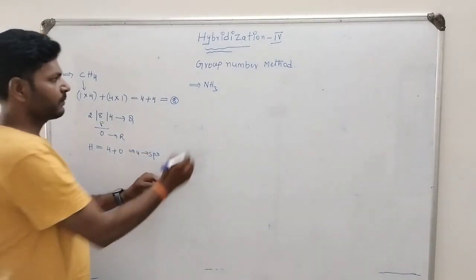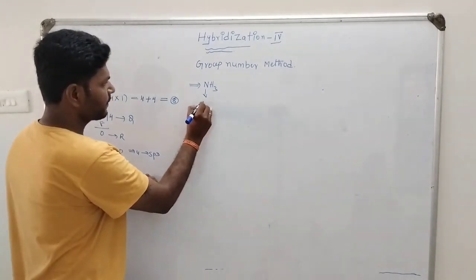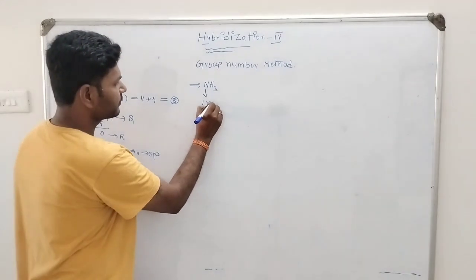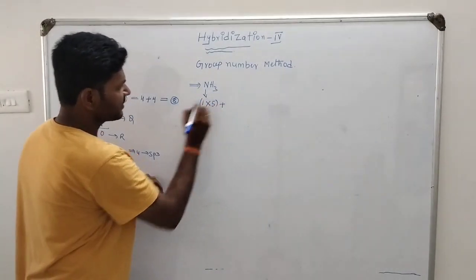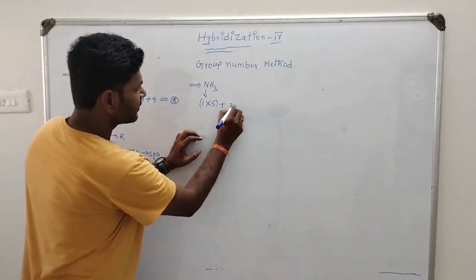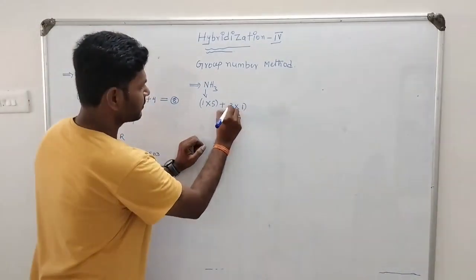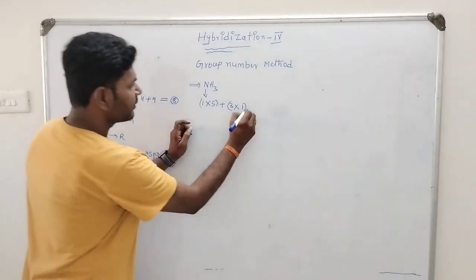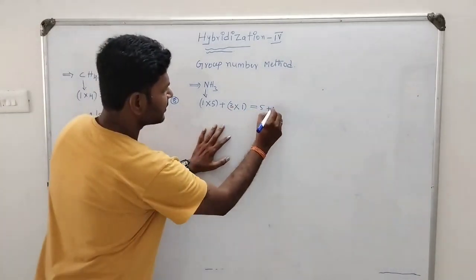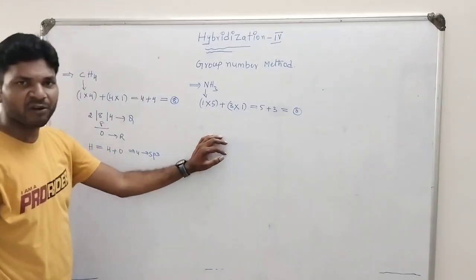NH3 molecule. Total number of nitrogen atoms is 1, into nitrogen group number 5, plus total number of hydrogen atoms 3 into hydrogen group number 1. 1 into 5 is 5, plus 3 into 1 is 3. 5 plus 3 is 8. 8 electrons are available.